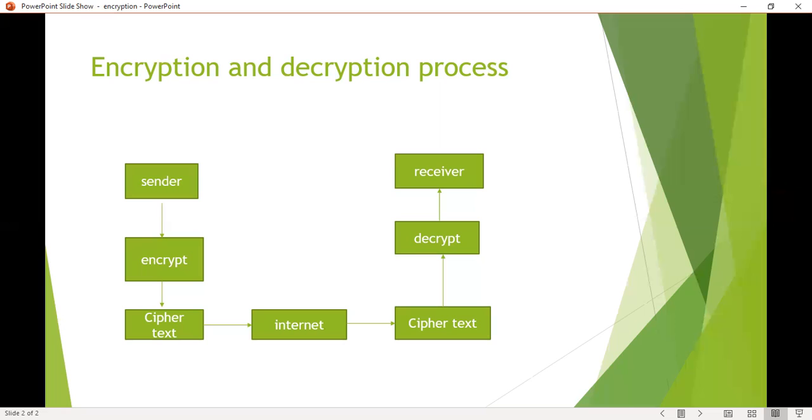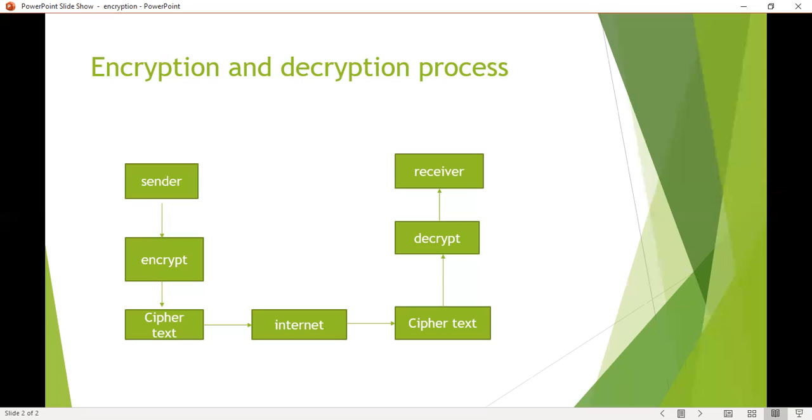The sender sends the message by using a symmetric key, encrypts the message, and converts it into cipher text. Now that cipher text message travels through the internet to the receiver side. This is a normal cipher text, as it is given to the receiver. Now the receiver is decrypting.